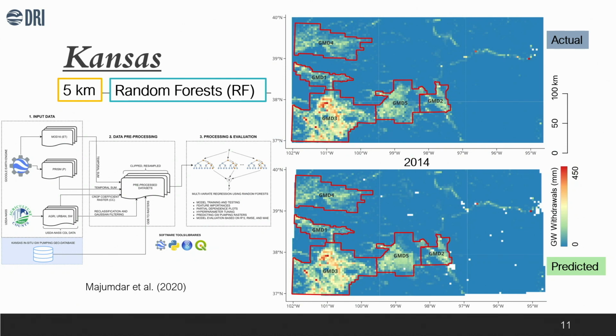And so here I'll just briefly go over my past studies that relied on MODIS-based ET, and then I'll jump into the OpenET ET-based estimates. So this was in Kansas, where we compared the total groundwater withdrawals across the state over the 5 groundwater management districts using a random forest model. This is a semi-automated approach, and we see the actual and the predicted groundwater pumping rasters. These agree quite well.